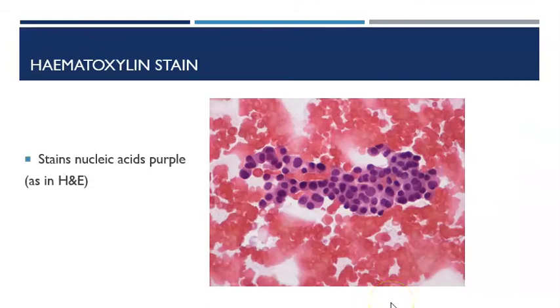So just a few of the stains that you're likely to come across in cytology, and many of these you'll find in histology. Some of them are limited to cytology, others are routine in both histology and cytology. Probably the most widely used stain is haematoxylin. We'll have covered that in histology, where whenever I talk about H&E, I'm talking about haematoxylin and eosin, and this just basically stains the nucleic acids purple, so you can see all nucleated cells. So you can see here a cluster of nucleated cells in a blood prep.